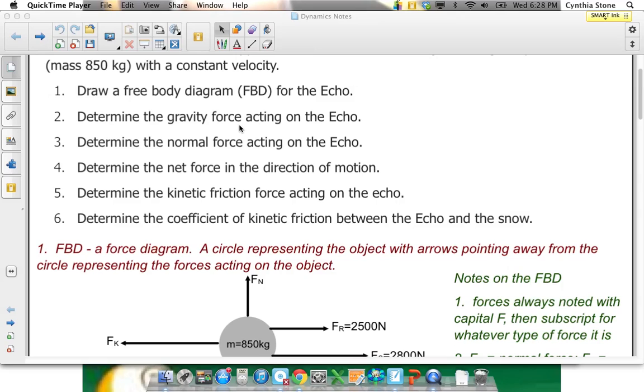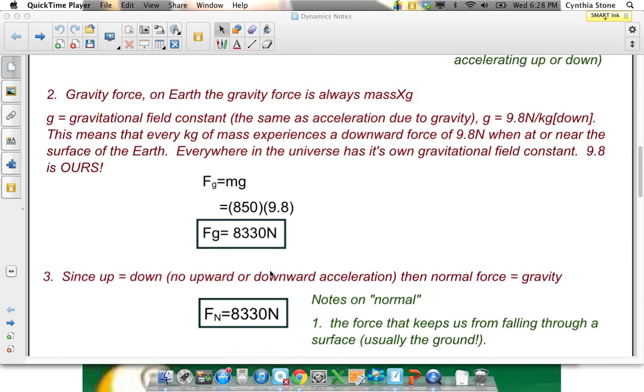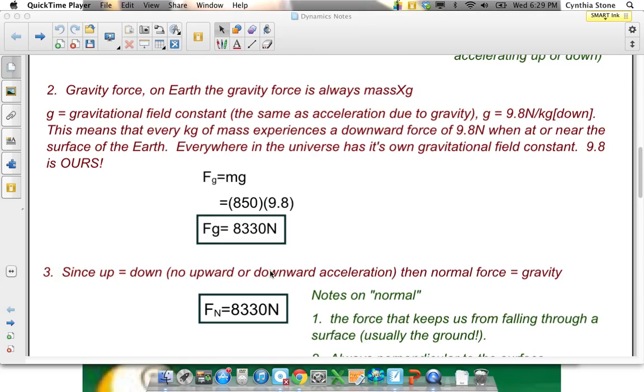Part 2 asks us to find what's the gravity force on my echo. Well, you might remember that's always mass times g, where g in the kinematics unit, motion, is 9.8 meters per second squared, and it's what we call the gravitational field constant. So it can be using what we call an equivalent unit. g is also 9.8 newtons per kilogram.